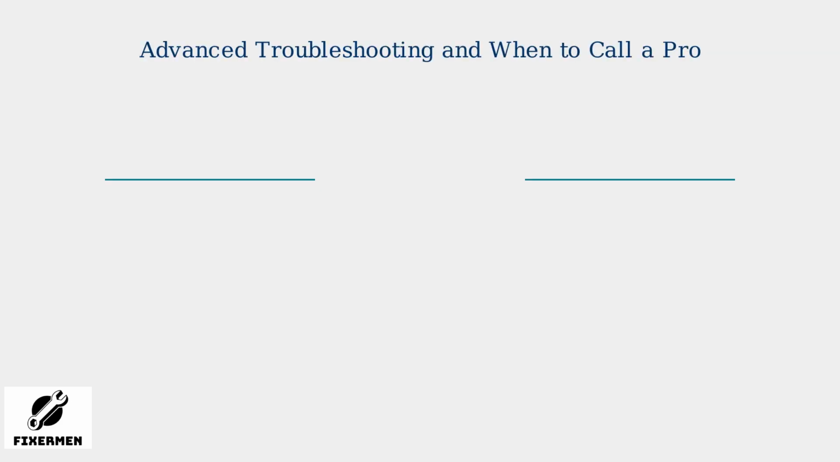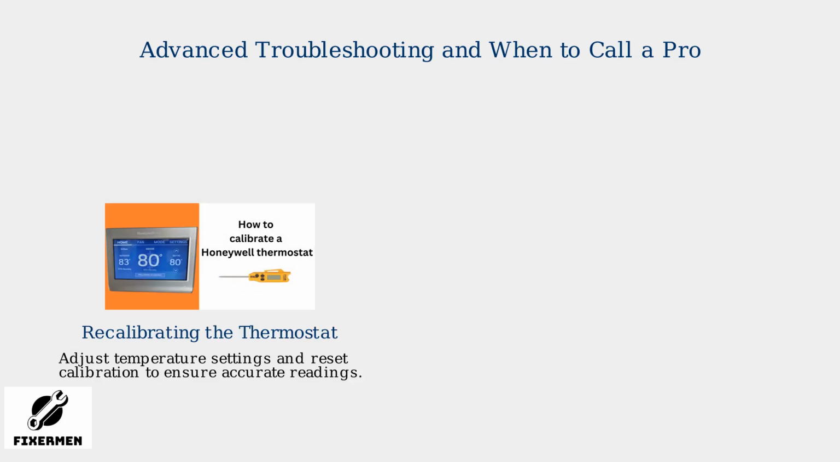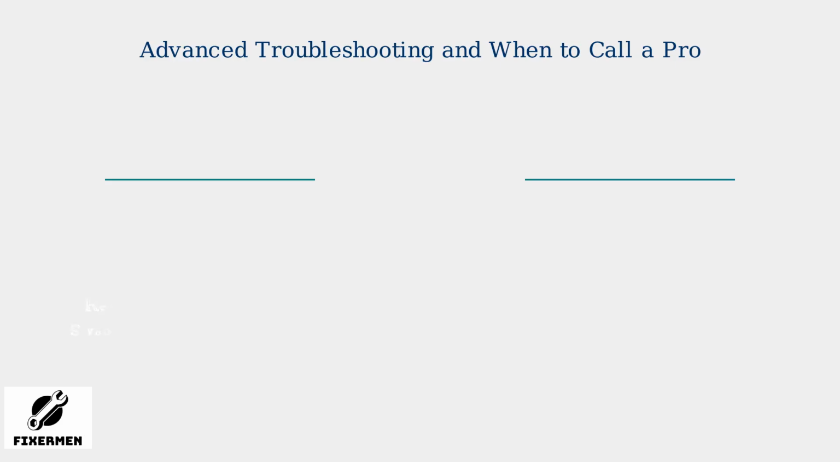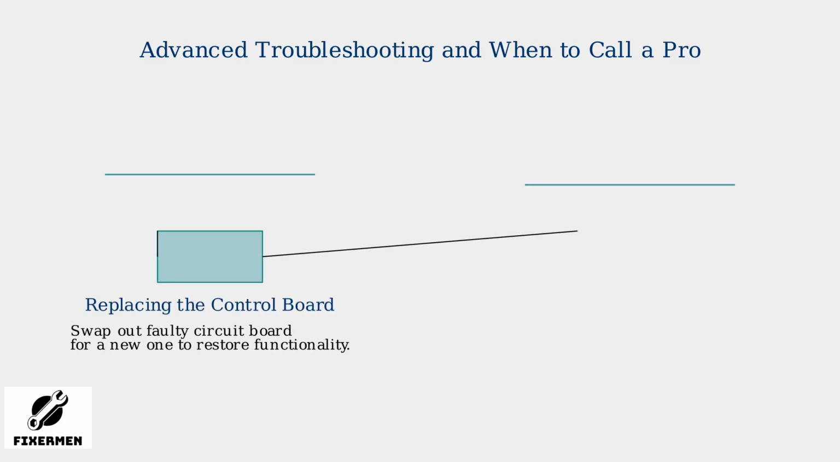Advanced troubleshooting for blank screens on American Standard AC units involves more complex fixes that require specialized knowledge and tools. One advanced step is recalibrating the thermostat. This involves adjusting the temperature sensors and resetting the calibration settings to ensure accurate temperature readings and proper display function. Another advanced fix is replacing the control board. This component manages the display and system controls, and if damaged by power surges or corrosion, it needs to be swapped with a compatible replacement part.